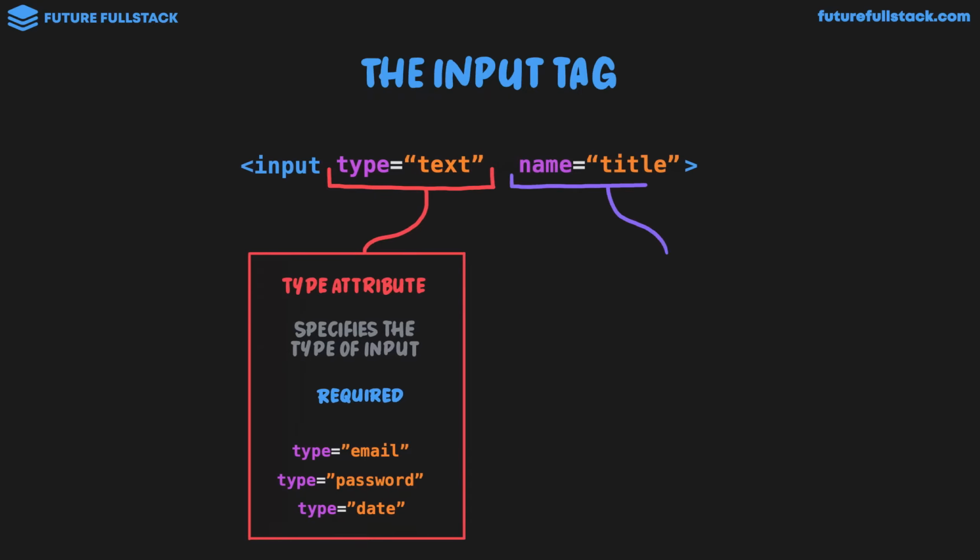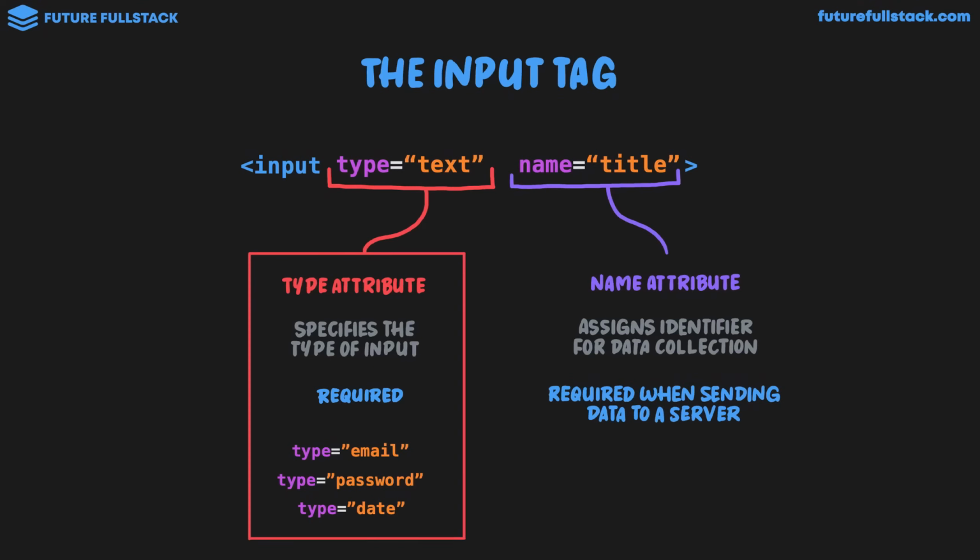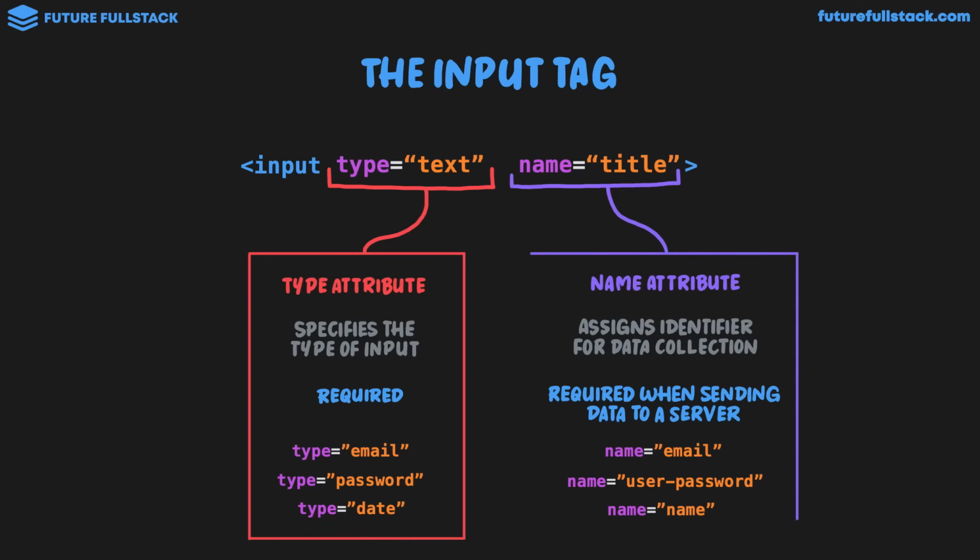The next attribute is the name attribute. This assigns an identifier for data collection. This attribute is required when sending data to a server, which is most of the time. So the purpose of the name attribute is to give the data you are inputting a name so that the server knows what this data relates to. For example, if I'm submitting a title for a journal entry, we could call this name equals journal entry. Other examples may include name equals email, or name equals user password, and even name equals name, for say the name of a user. You have complete freedom to choose whatever value you want for the name attribute.